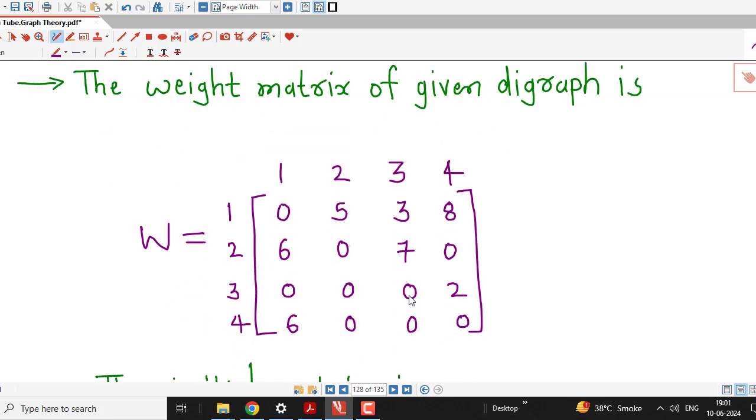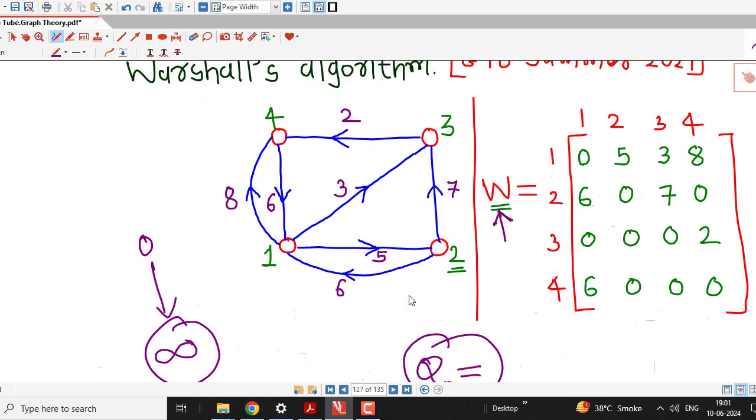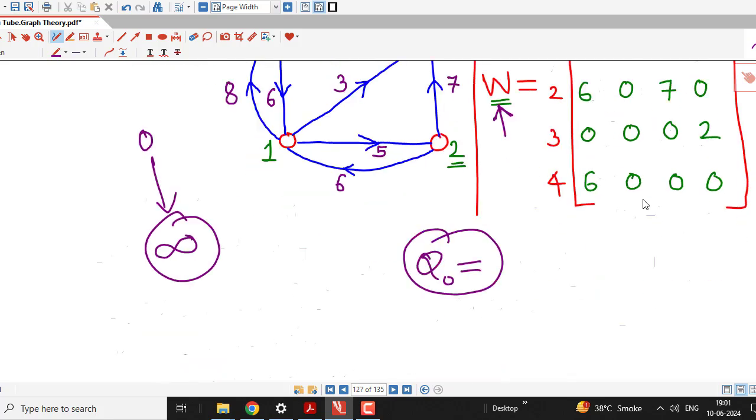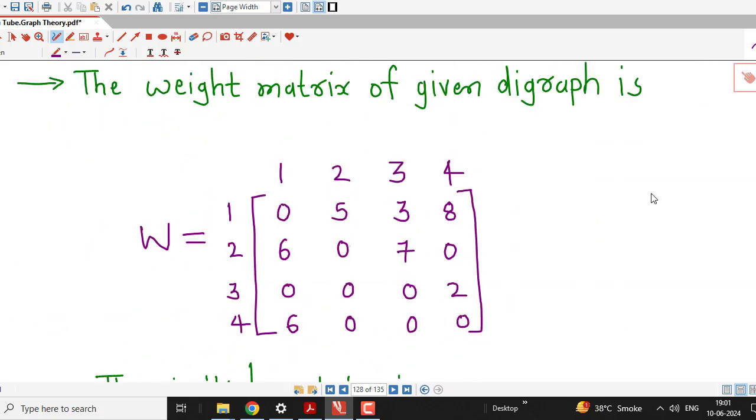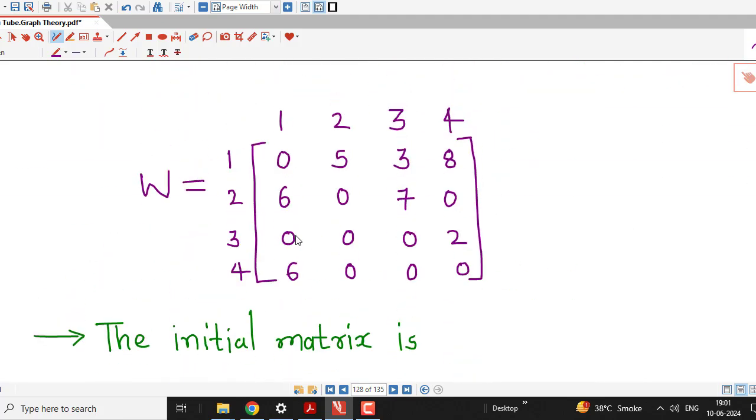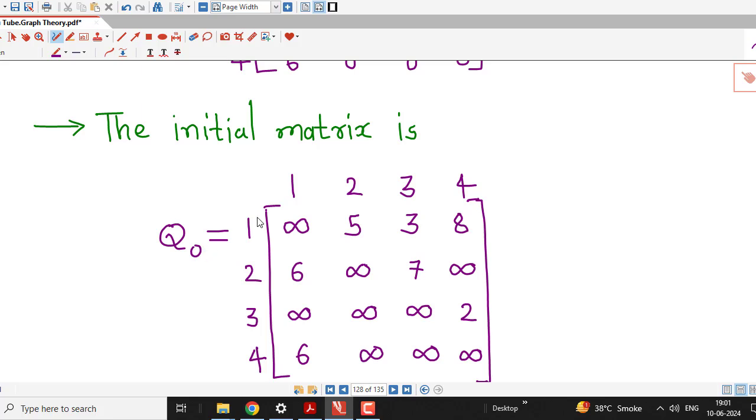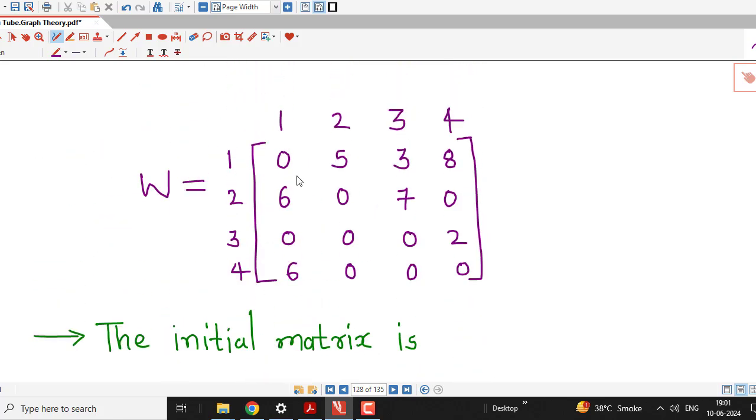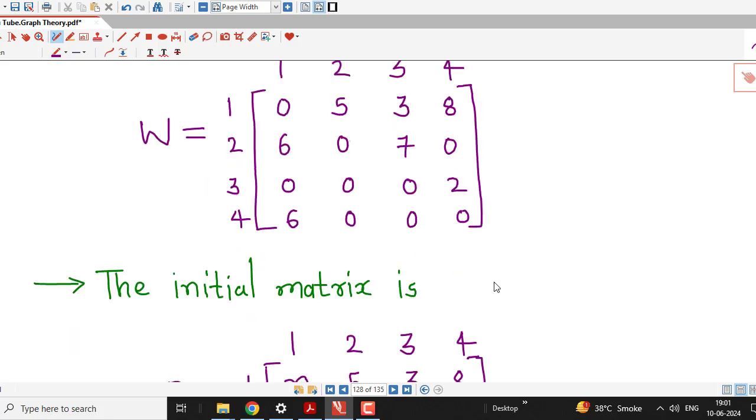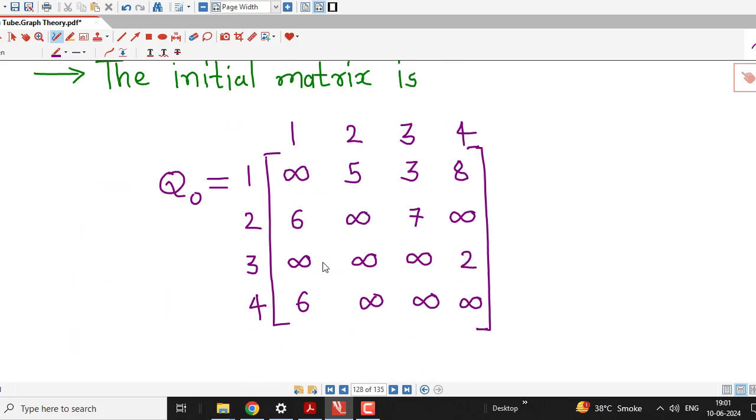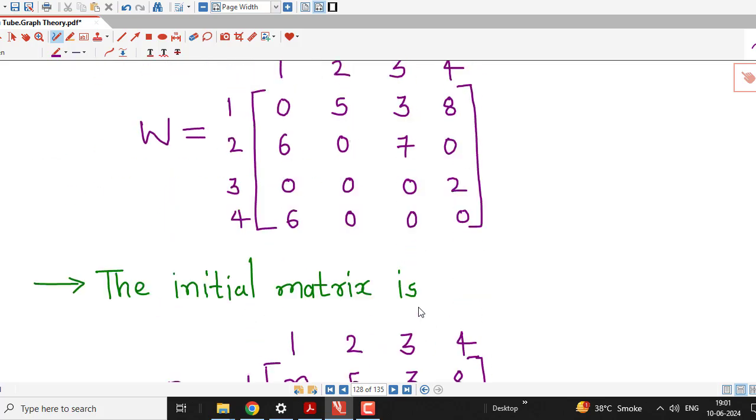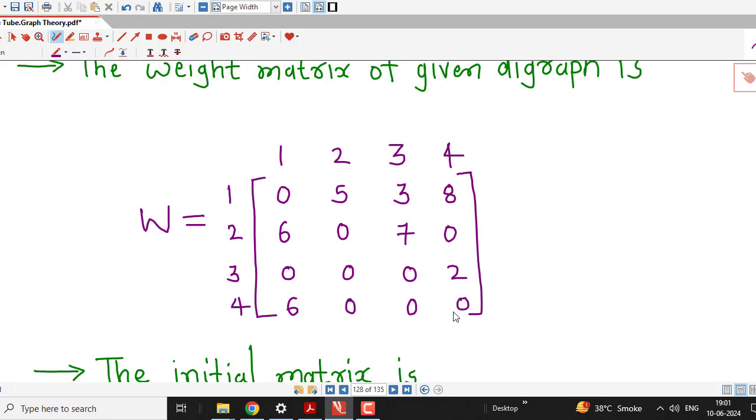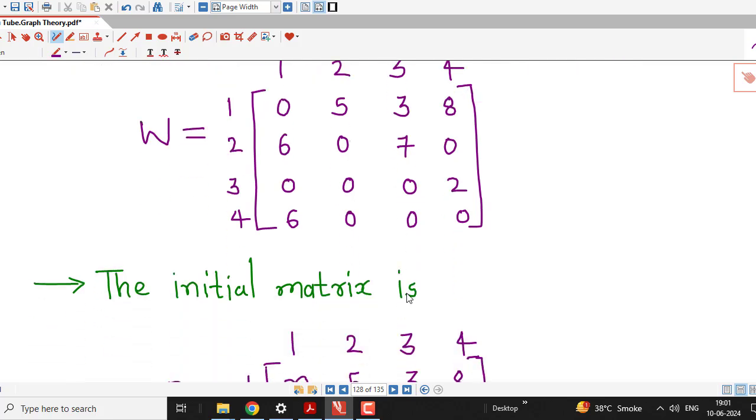First I have written W. Let me check this W also. Here we have 0, 5, 3, 8, then 6, 0, 7, 0, then 0, 5, 3, 8 and 6, 0, 7, 0, and here 2 and 6, other entries are 0. So this is correct. And using this W we have written the initial matrix. You can see these 6 zeros are replaced by 1, 2, 3, 4, 5, 6, and these two are also replaced by infinity.